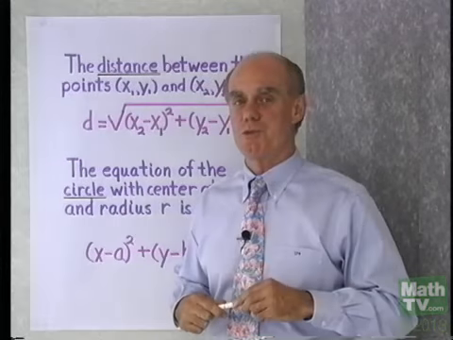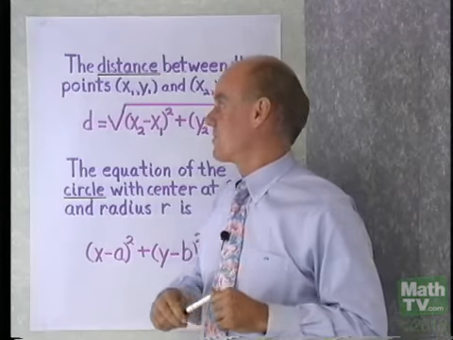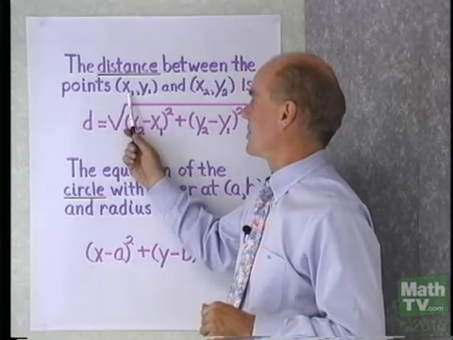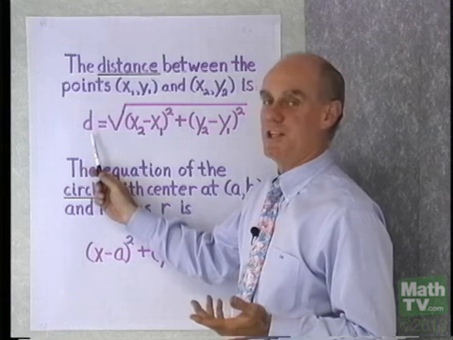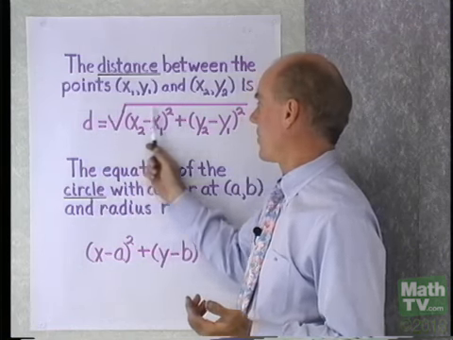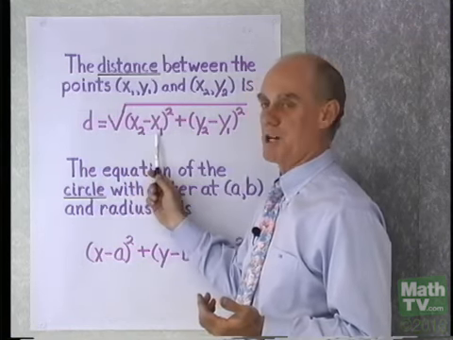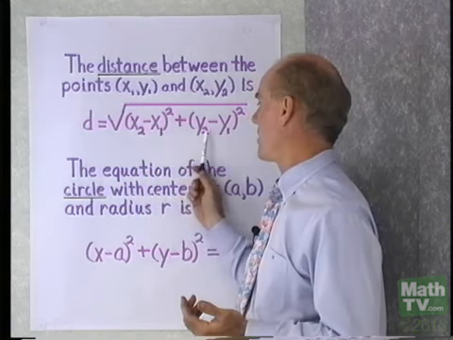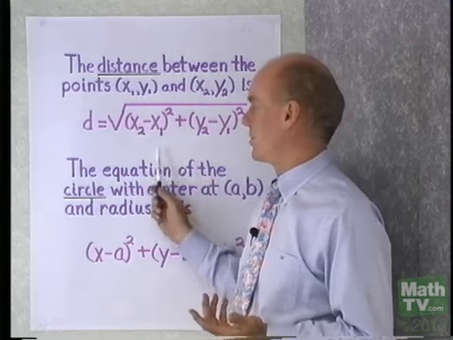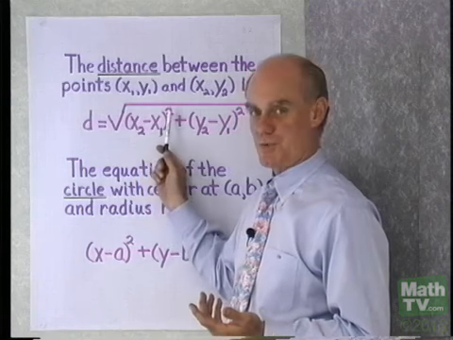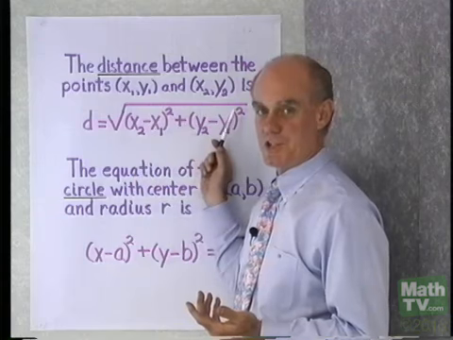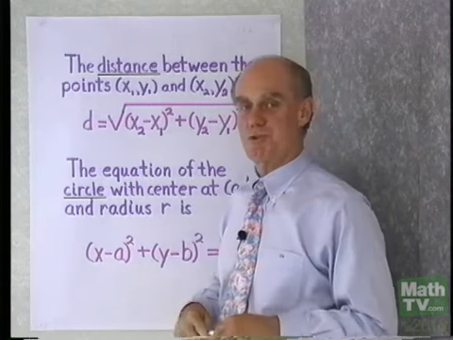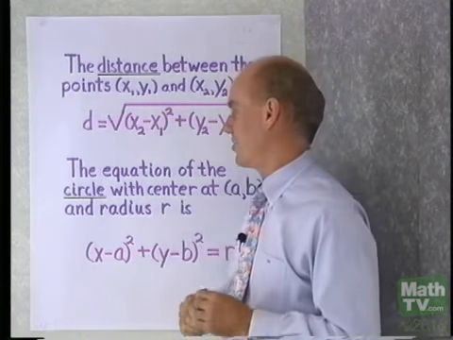We can find the distance between 2 points in the coordinate plane with the distance formula. The distance between the points (x1, y1) and (x2, y2) is given by d equals the square root of the quantity (x2 minus x1) squared plus (y2 minus y1) squared. Or in other words, find the difference of the x-coordinates, square that, the difference of the y-coordinates, square that, take the square root of the sum of what you get, and that's the distance between the 2 points. Real nice simple formula to use.